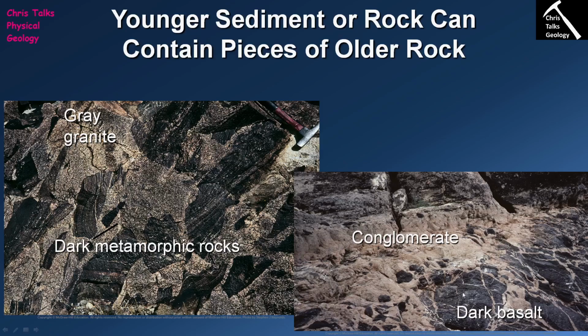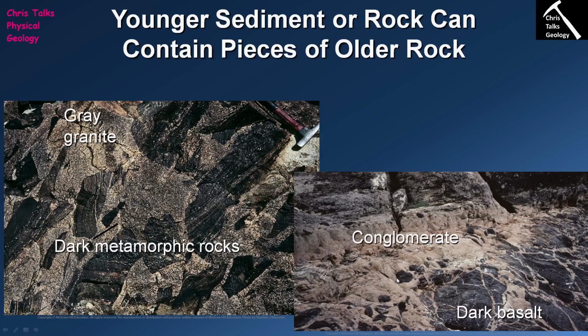Now, this obviously means that these clasts are going to be classified as clasts rather than xenoliths because we're dealing with a sedimentary rock. But once again, in order for these clasts of basalt to actually become incorporated into the conglomerate, the basalt must have been there first. There's no other way it can really happen.